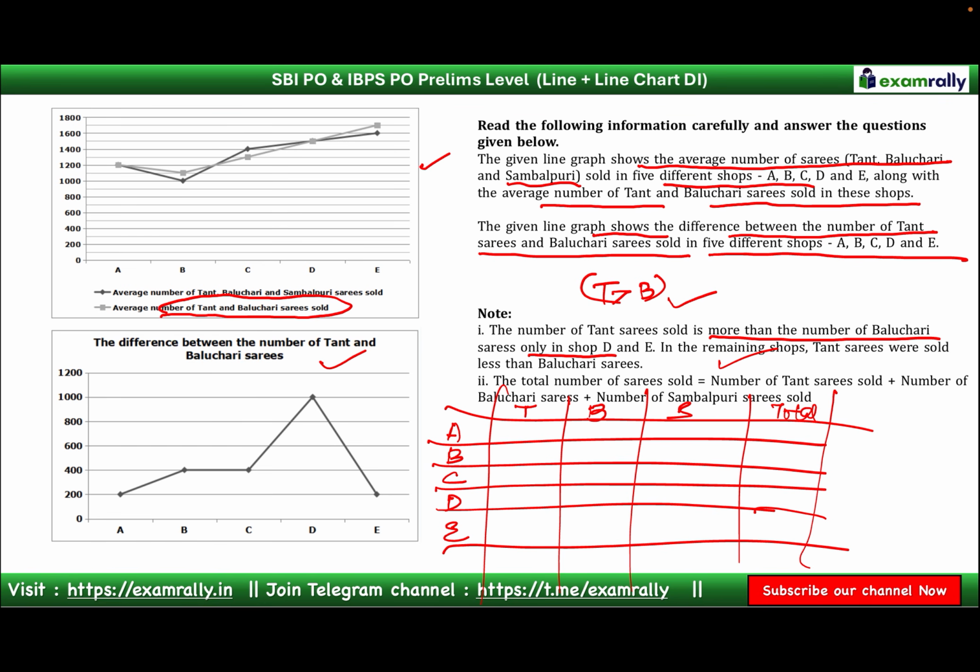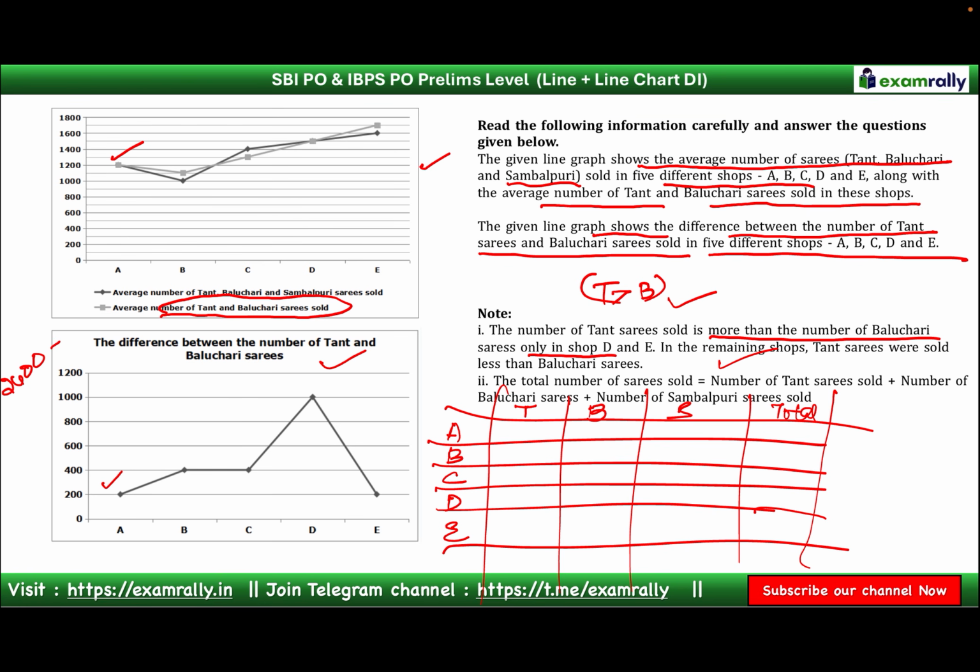Right now I'm taking the average of Tan and Baluchari sold. In the lighter, non-darkened line, for A it is 1200. So the total will be 1200 into 2, which equals 2400. Here the difference for A is given as 200. No need to do it in equation form like x plus y equals 1200 and x minus y equals 200. Don't do linear equations, just add. Before that, they have said that Tan is more than Baluchari only in shop D, so we just subtract those values.